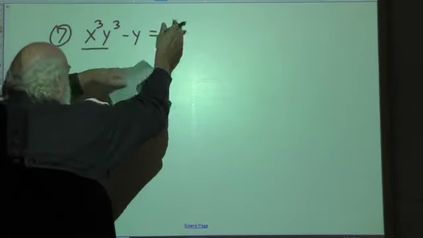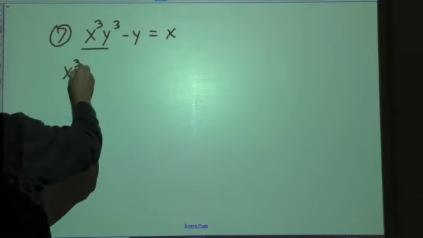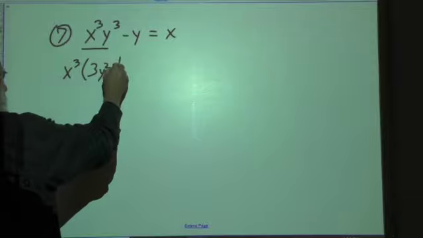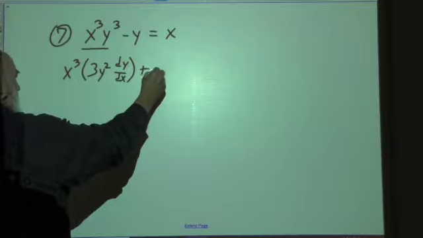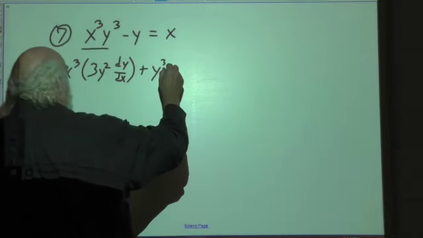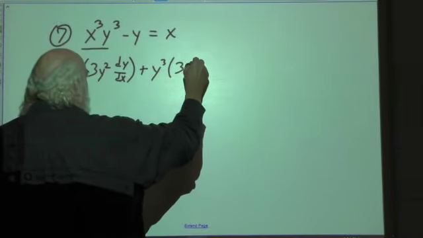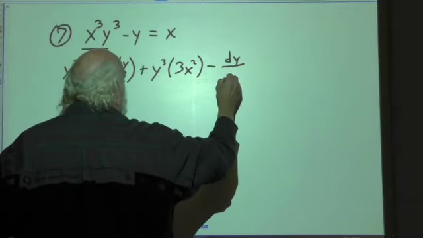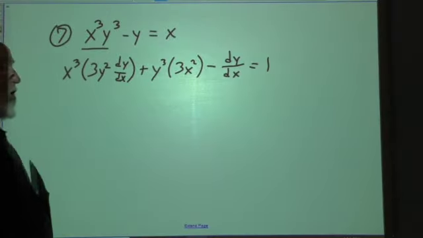So we know what this is, we know what this is. We've got to figure out what this is. So we're going to take x cubed times the derivative of y cubed, which is 3y squared, and then this is dy dx. Plus, now we take y cubed times the derivative of x cubed, which is 3x squared, minus, and like I said, this becomes dy dx, and the derivative of x is 1.